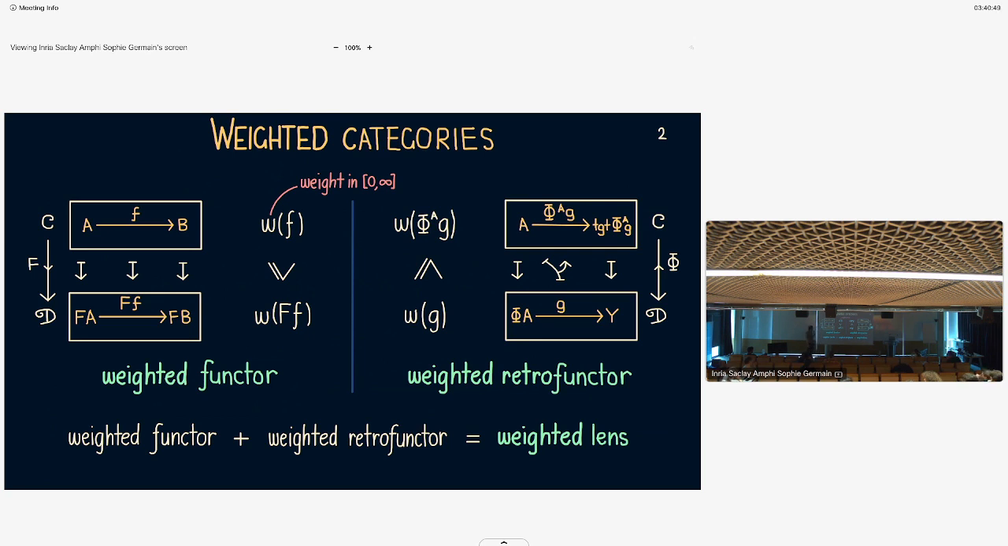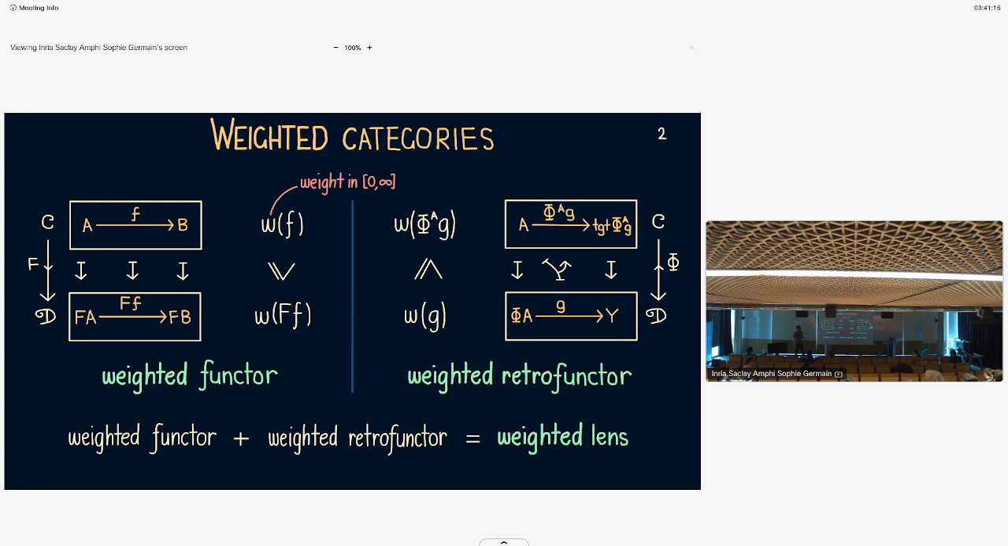And so a weighted functor is a functor between the underlying categories of these weighted categories, but it has to respect the weights as well. So it's non-increasing in weights. So the weight of F of f should be less than or equal to the weight of f. So that's a weighted functor.